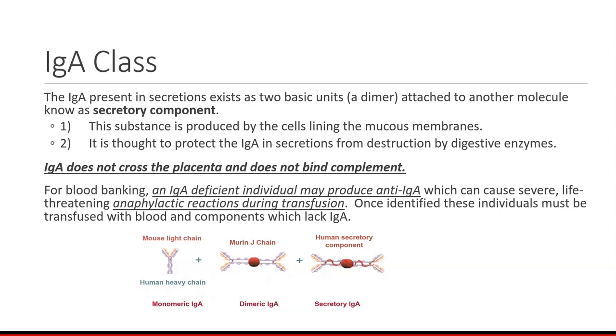For blood banking, an IgA deficient individual may produce anti-IgA, which can cause severe, life-threatening anaphylactic reactions during a blood transfusion. Once these individuals are identified, they must be transfused with blood and components which lack IgA, which is relatively easy because 20% of the population is IgA deficient. The bottom picture shows you the three formations of IgA.